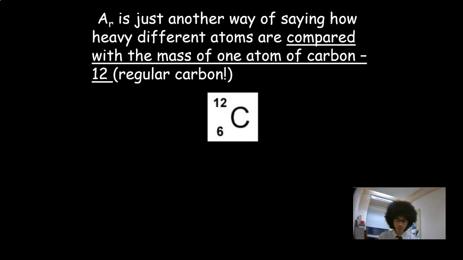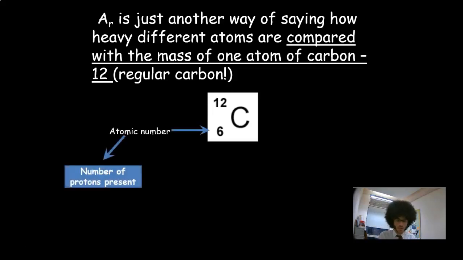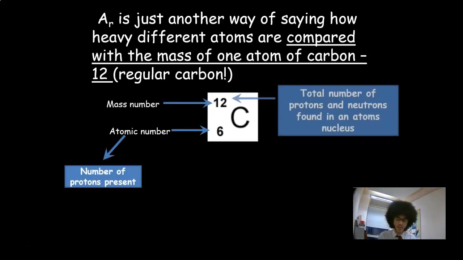If you look at the periodic table for any element, you'll see two numbers, as you know. The bottom number, or the smaller number, depending on how your periodic table is arranged, is the atomic number, and that tells you the number of protons present. The larger number is your mass number, and that tells you the number of protons and neutrons found in the nucleus of an atom.